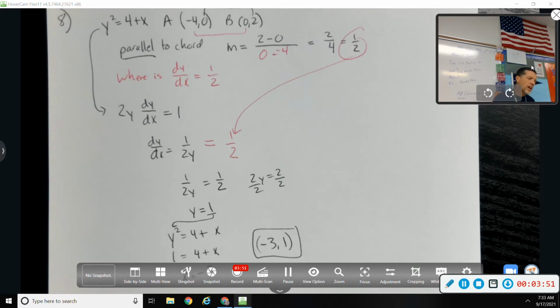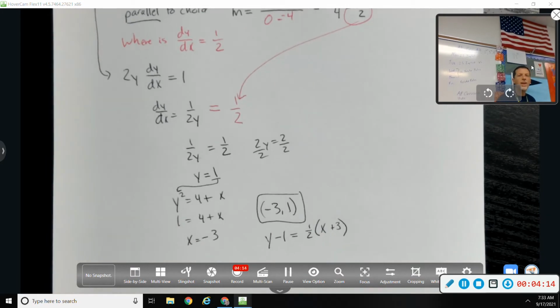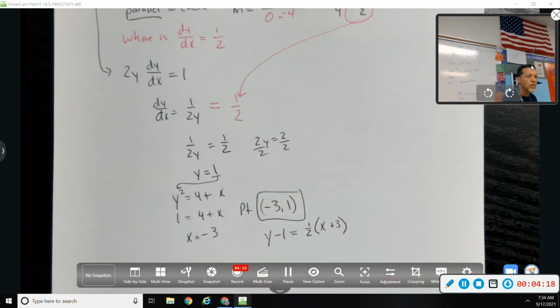No, it does not ask for the tangent line. It just says find the x and y coordinates. So that's one where, if you did more, you'd still be okay as long as negative 3, 1 was on your paper somewhere. If you went further, with the equation and everything, as long as your point was on there somewhere, you'd be okay.